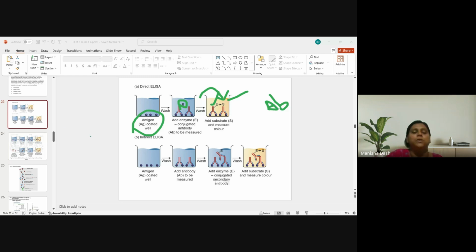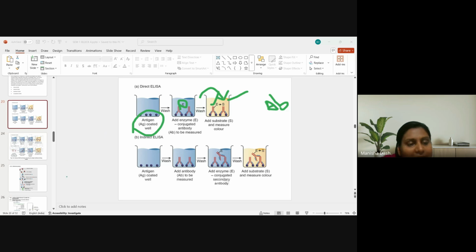If the color produced is more, it means more antigen is present, and you can say that the test is positive. If there is no color change, it means the antibody has not bound to the antigen, or the antigen you are suspecting is not present in the solution. Therefore, there will be no color and we can say the test is negative. Since we directly use an enzyme linked antibody here, we call it direct ELISA.